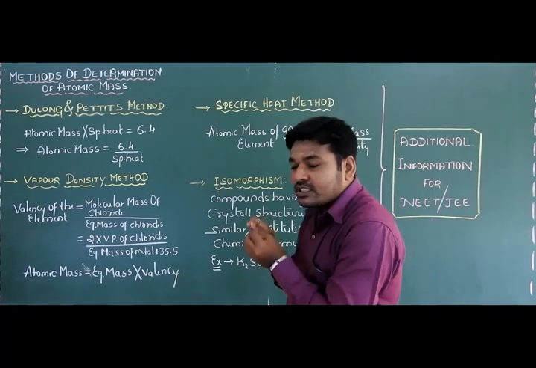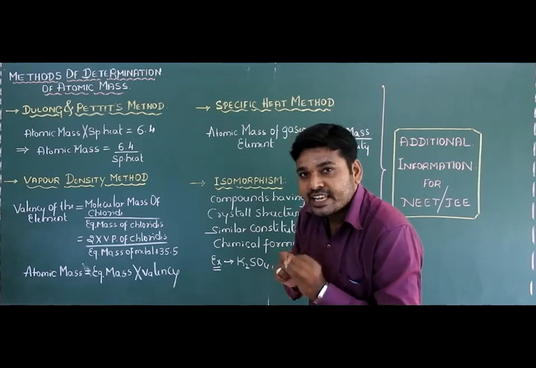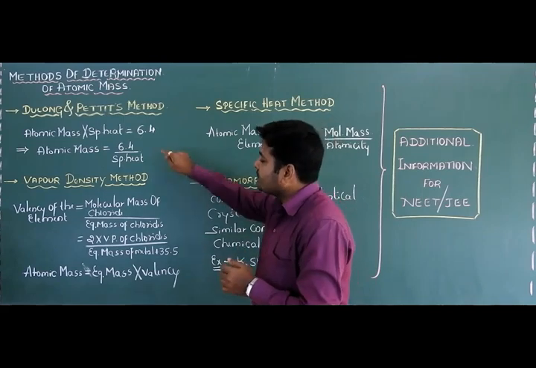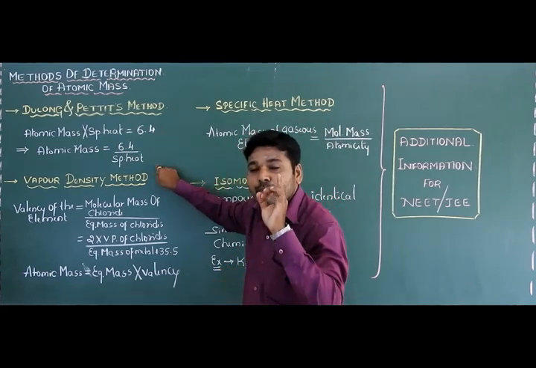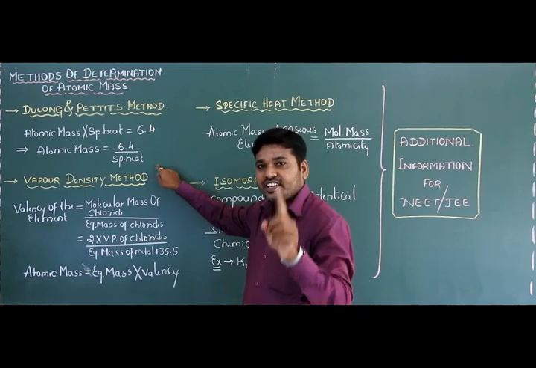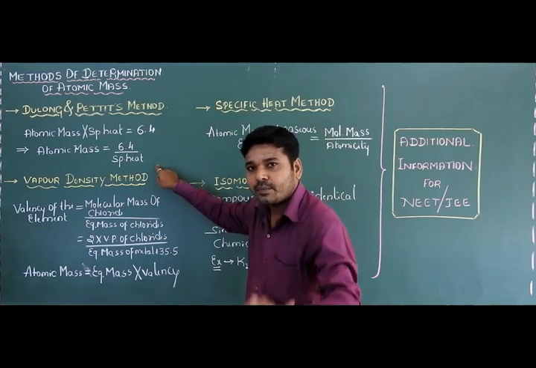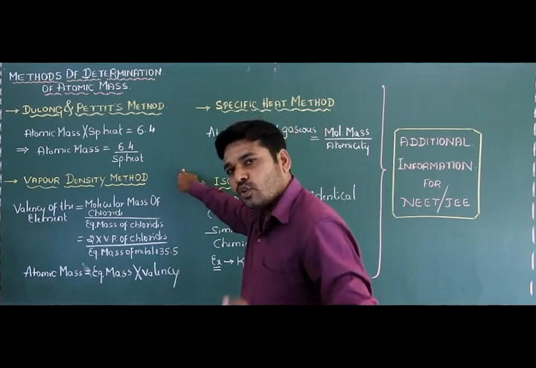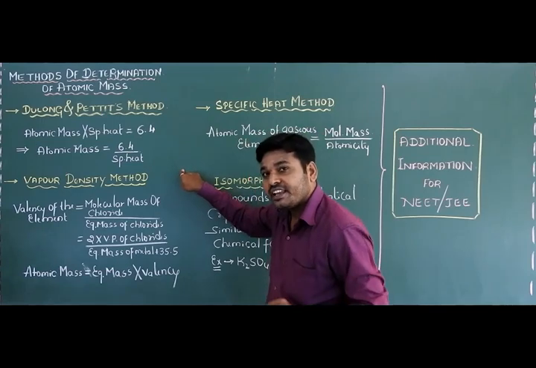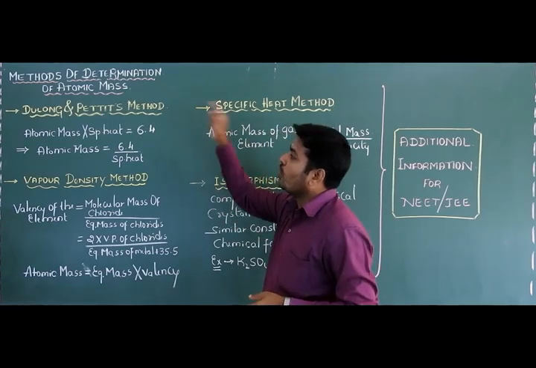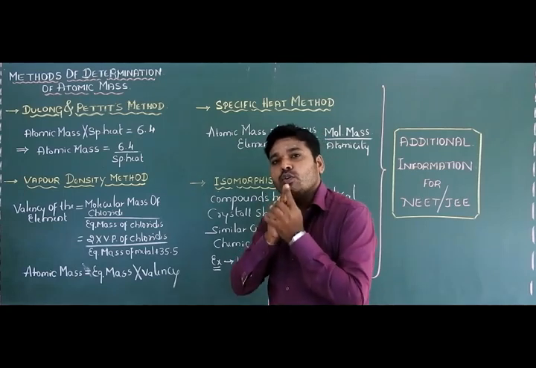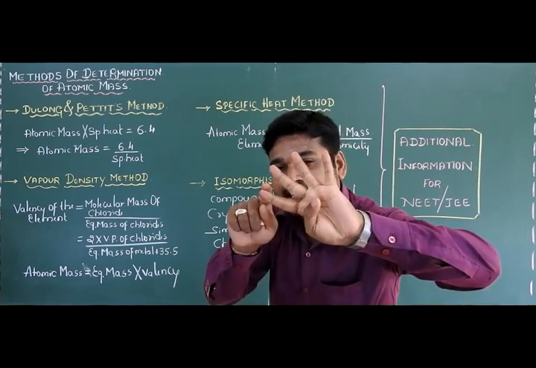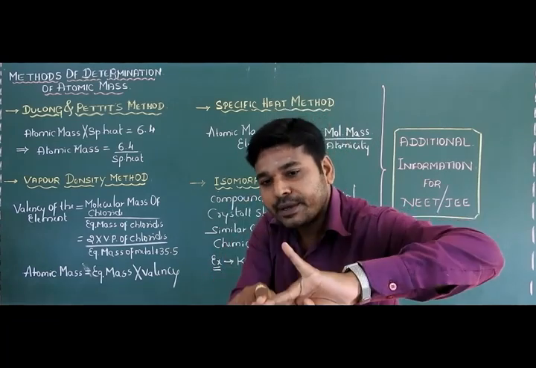Why is this law not applicable in these four cases, students? Because in all these four elements, the specific heat varies with the temperature. The specific heat of beryllium, boron, carbon and silicon varies with the temperature. So that's why Dulong and Petit's method does not hold good for these four elements, students. What are those four elements? Beryllium, boron, carbon and silicon.